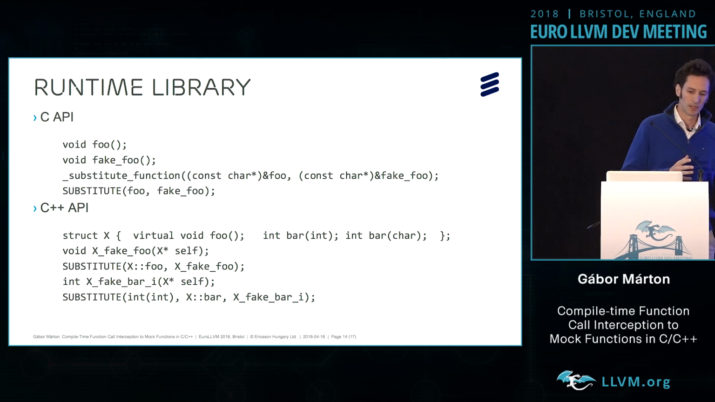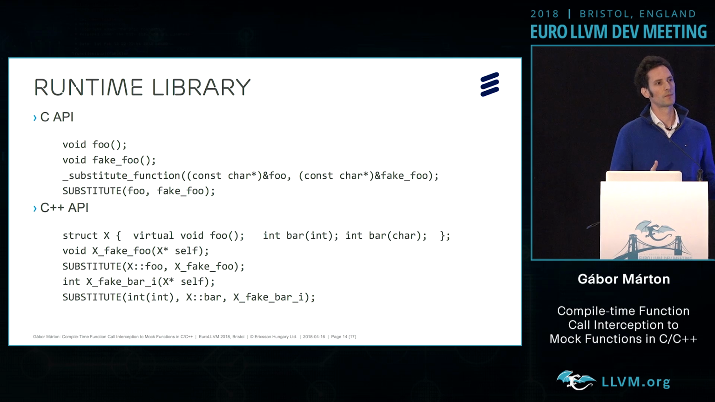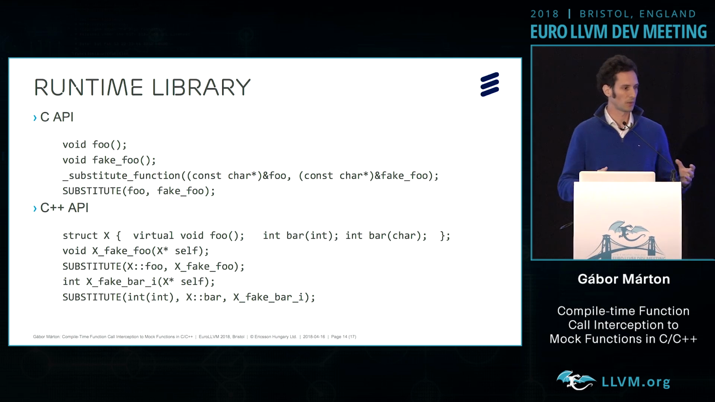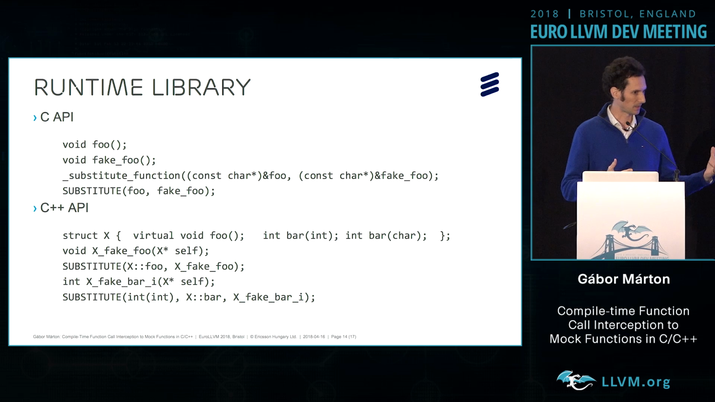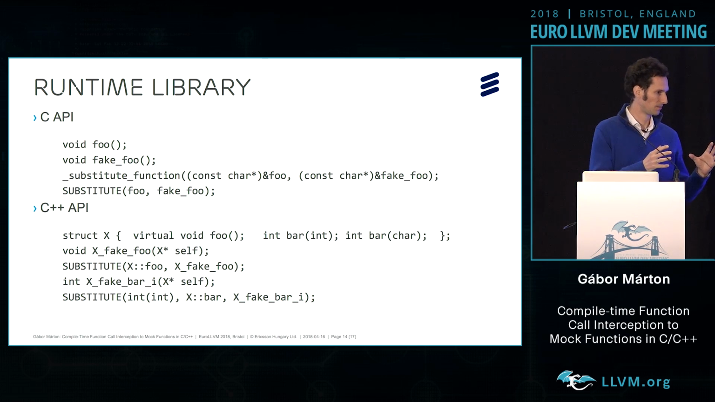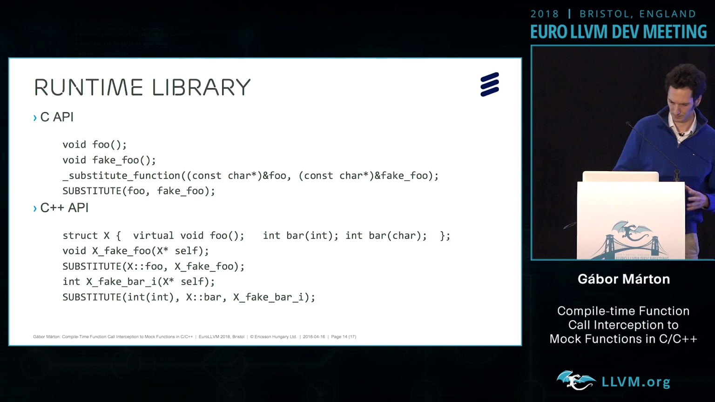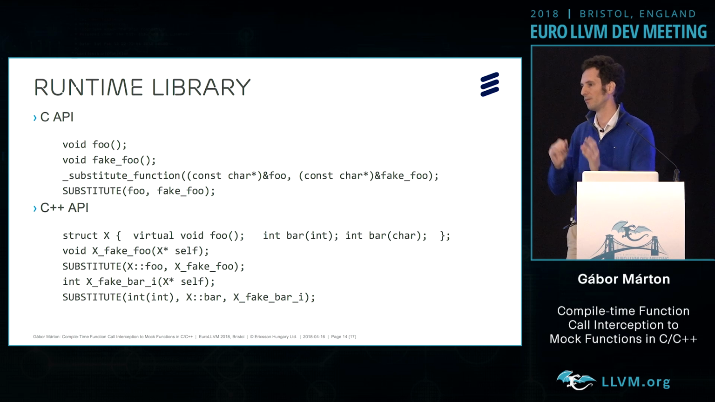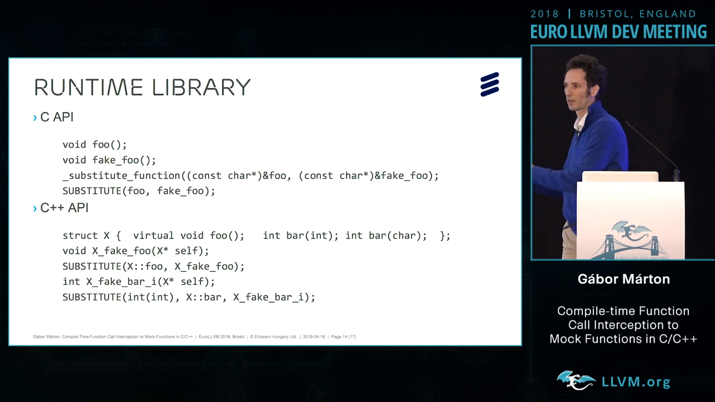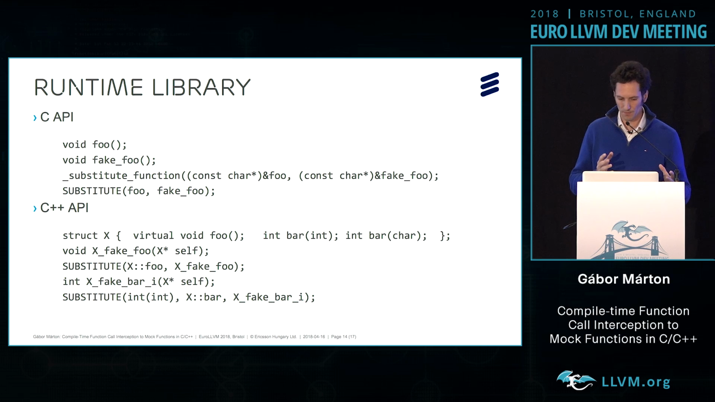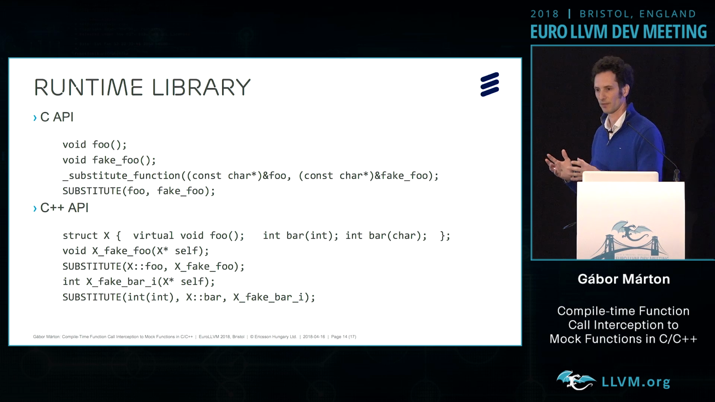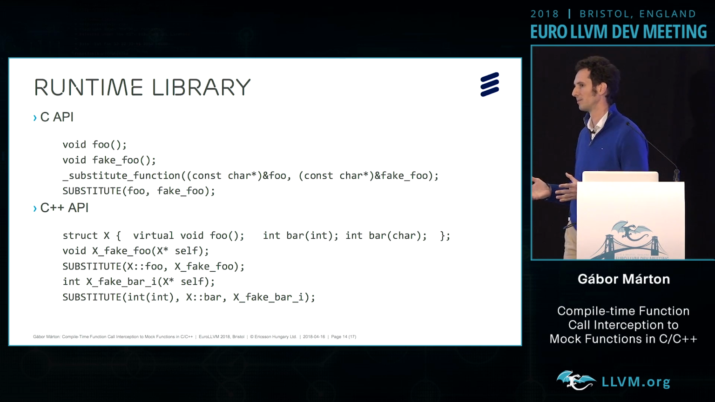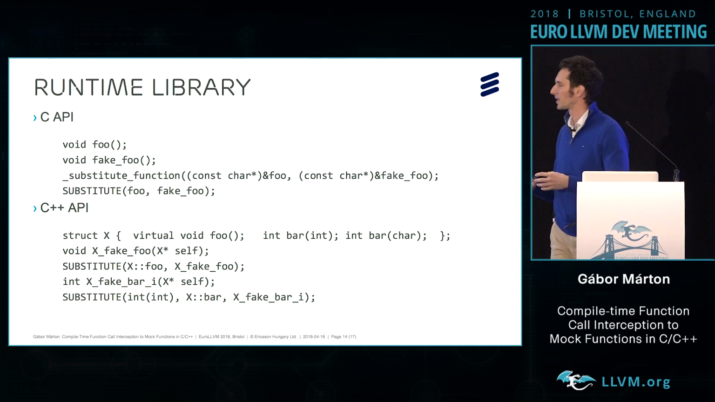Also, this runtime library has the task to provide the C and C++ API. In both cases, we may call the substitute macro with all capital letters. So we just simply say which function to replace with which counterpart function. This thing itself can be really difficult in case of virtual functions, because as you may know, we cannot just get the address of a virtual function.